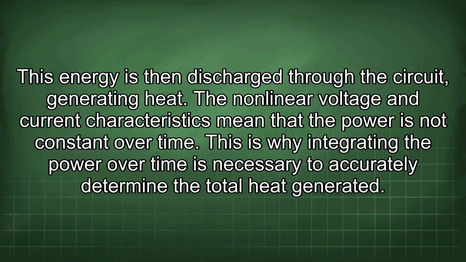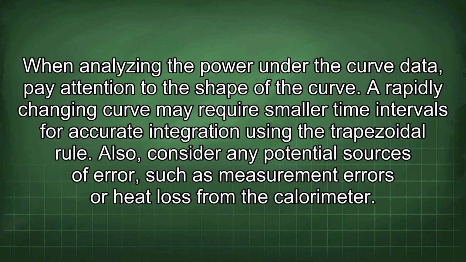The nonlinear voltage and current characteristics mean that the power is not constant over time. This is why integrating the power over time is necessary to accurately determine the total heat generated. When analyzing the power under the curve data, pay attention to the shape of the curve. A rapidly changing curve may require smaller time intervals for accurate integration using the trapezoidal rule.